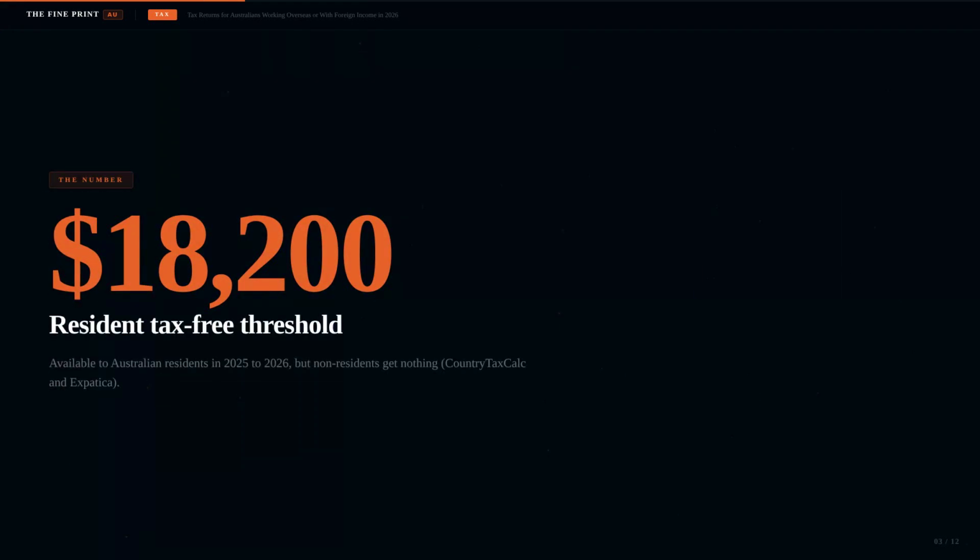Here is the number this whole topic turns on. According to Country Tax Calc and Expatica, the $18,200 tax-free threshold is available to Australian residents in 2025 to 2026, but non-residents do not get it at all. So whether you are a resident or non-resident is not just a label. It can change your tax bill by thousands of dollars.